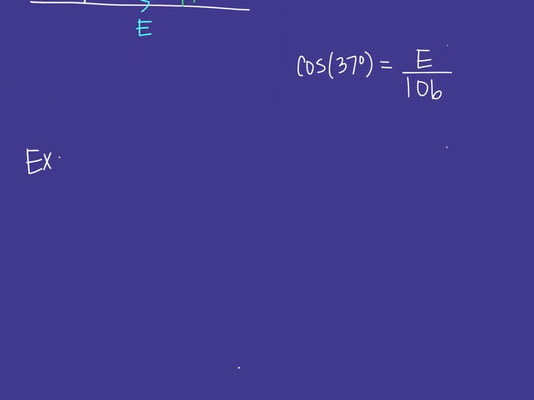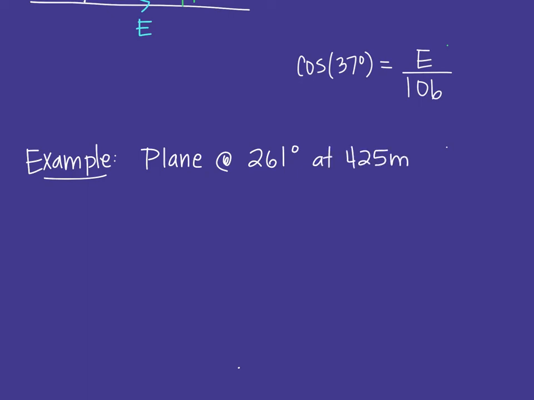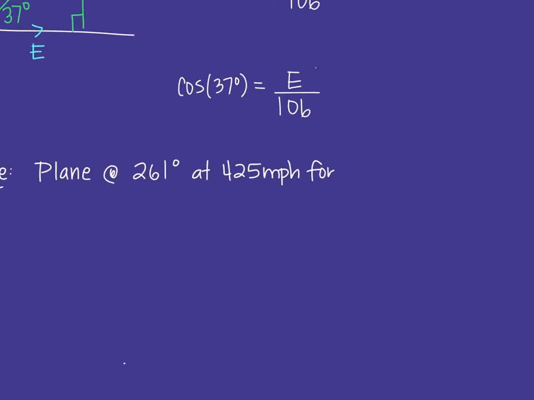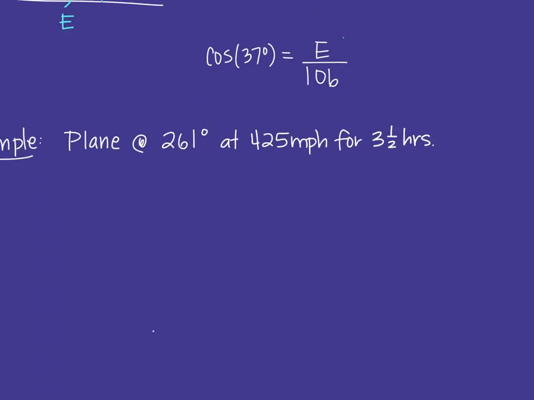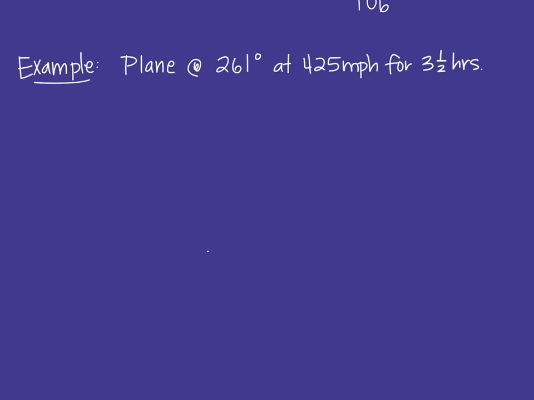This is an airplane. All right, the plane is going off at a heading of 261 degrees. It's going at 425 miles per hour. And it's flown for 3.5 hours. Again, when the time is in hours, that's a good thing. So we want to create the drawing for that. 261 at 425 for 3.5 hours.